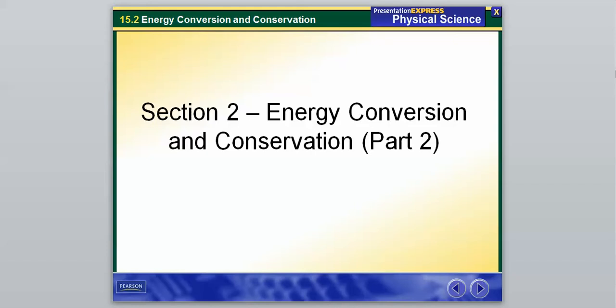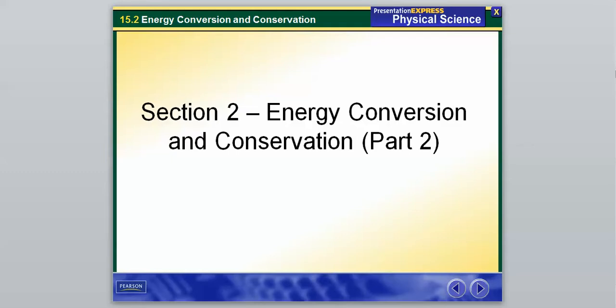Physical Science. This is Mr. B, and we're going to jump right into our next part of Section 2. Again, this video is going to focus on some more examples of how energy is converted, and we talked about friction playing a role. We're going to talk about some other examples of energy conversions, and actually how we can calculate energy conversions as well.